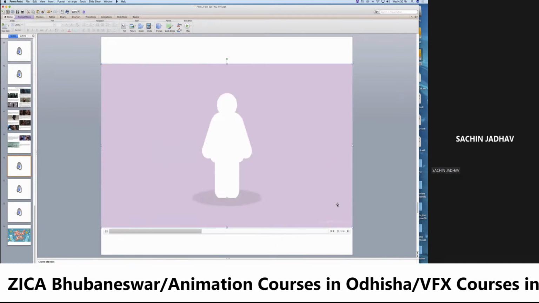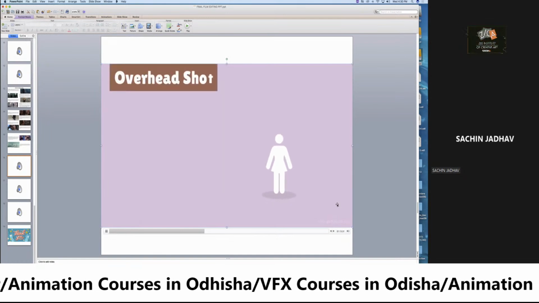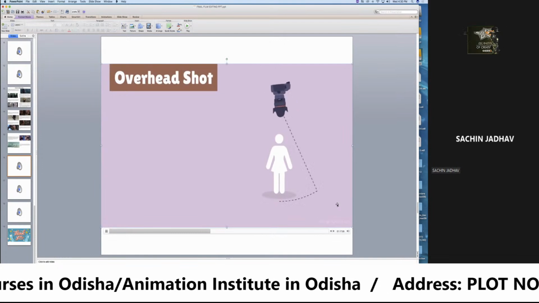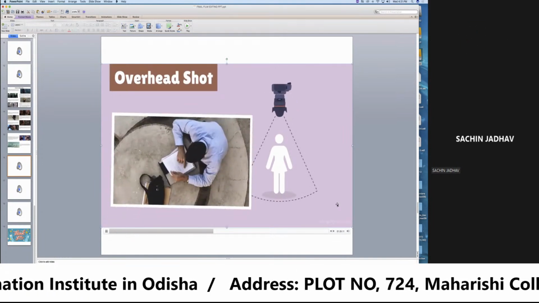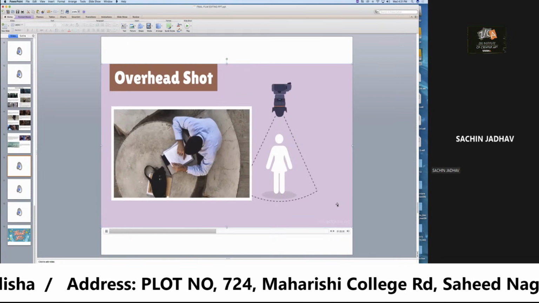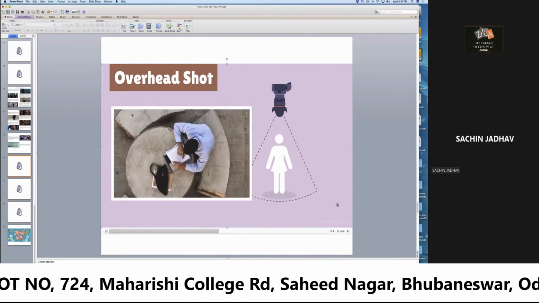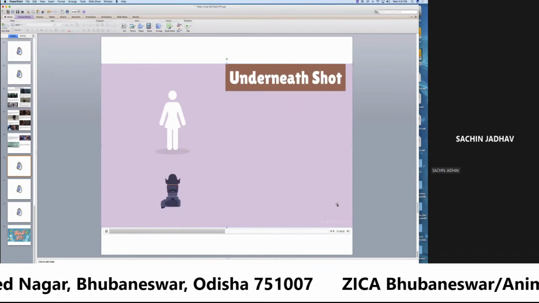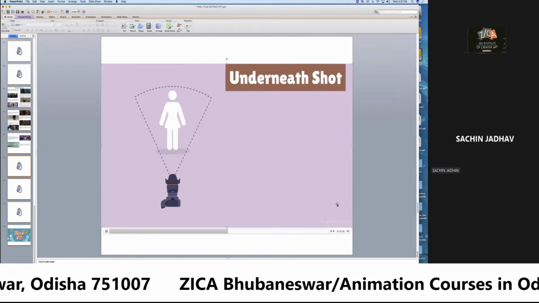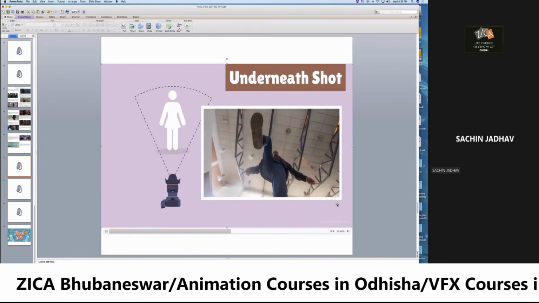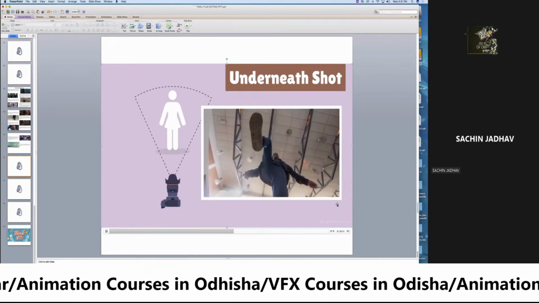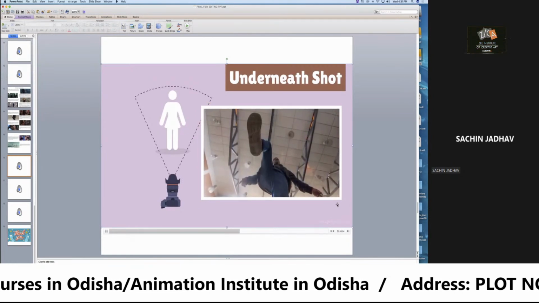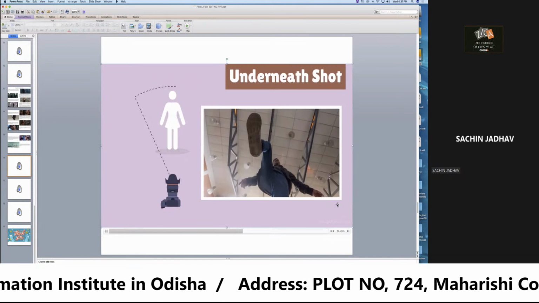Another interesting angle to try out is what's called an overhead shot, where the camera is positioned directly over the subject and shoots down towards the ground. This type of shot can create a sense of loneliness and a feeling of isolation. Another extreme camera angle is to shoot from below the subject. The camera is positioned directly below, pointing upwards, giving the subject a sense of importance or superiority. In this example, the person looks as if he might be stepping on the viewer from a position of power.